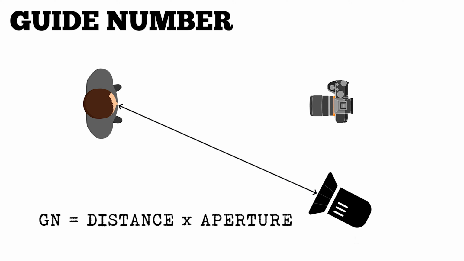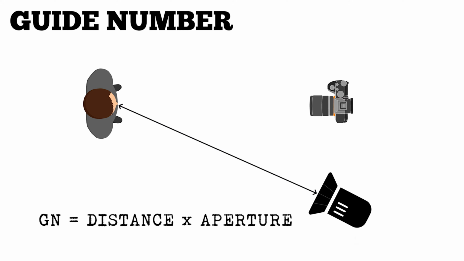So let's say your flash has a guide number of 80. This means if your subject is 10 foot away from the flash and you set your aperture to f8, you will get a good exposure on your subject. This has nothing to do with ambient light, and it's just about the flash and that flash power.